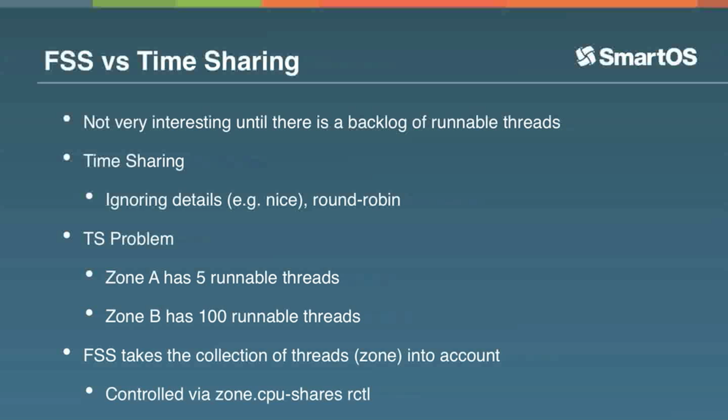Of course, the problem with time sharing in a multi-tenant environment is that if one zone has a lot of threads and another zone only has a few, the zone with a lot of threads is going to get a lot more CPU, so that's not fair. So fair share basically works on the collection of threads instead of on a per thread basis. And this has been in the system for a long time, so there's an RCuddle to set the share that each zone gets.